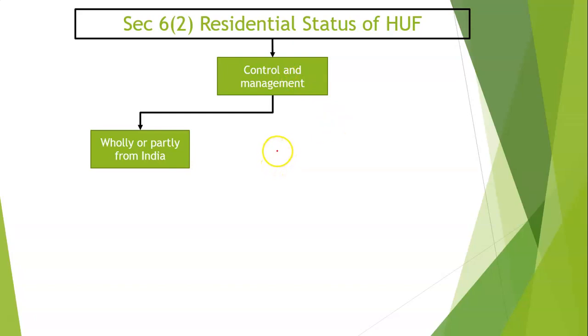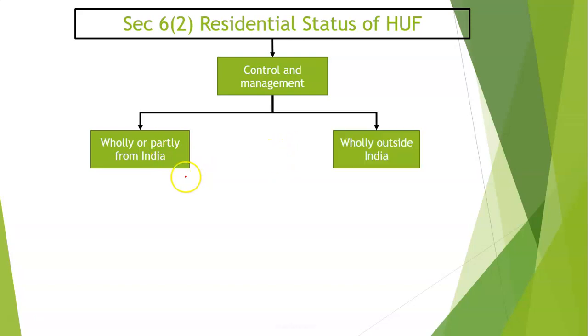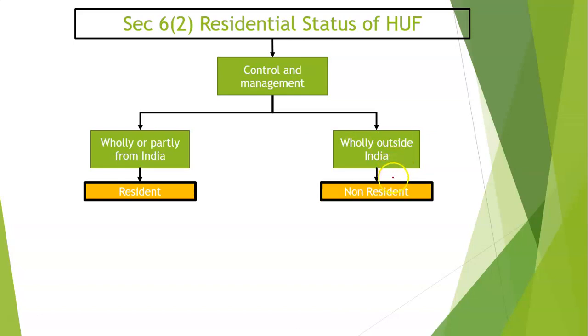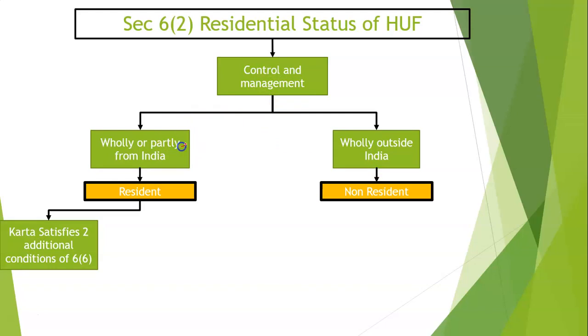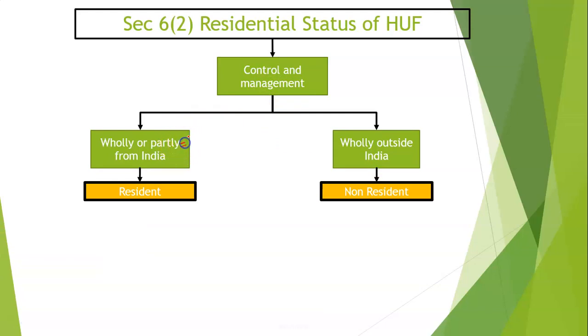So if the control and management of the HUF is wholly or partly from India, that is at least a part of the HUF's control and management should be from India, if that's the case, then that HUF is said to be a resident. If the control and management is wholly outside of India, that is not even a small part of their control and management happens to be in India, then the HUF will be treated as a non-resident. So do keep in mind, as far as control and management is concerned, just a part is enough. Just a part is enough for an HUF to be a resident.